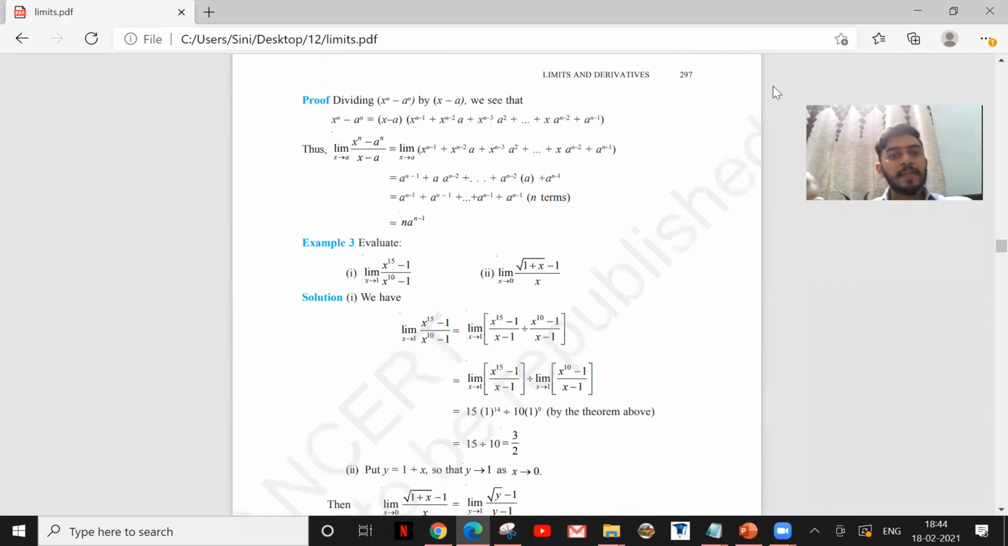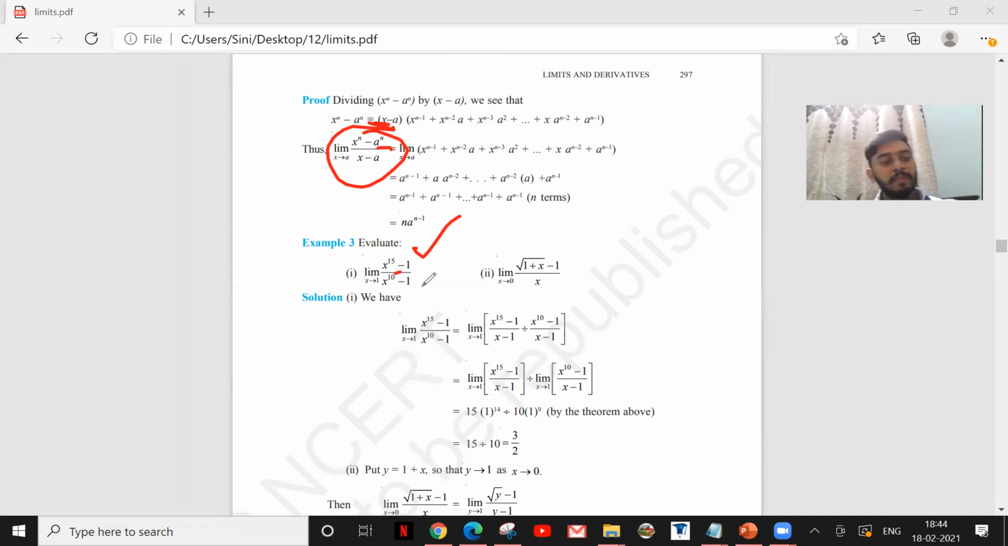Let's see the first question itself. That is x power 15 minus 1 by x power 10 minus 1. So we have to bring it to what form? The same form, x power n minus a power n by x minus a, correct? But here it is x power 15. A is fine, 1 power n, whatever it is, same. But I have to make it in a similar form, divided by x minus a. What is my a here? X tends to a. My a is nothing but 1 here.